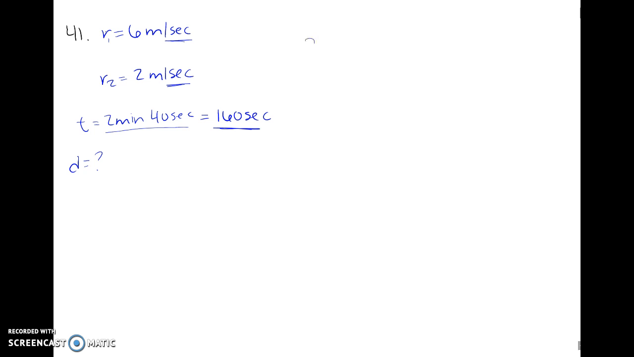So our track runner, here's our little person who's running. Woo, happy person. They run this way at 6 meters per second, so that's our rate. So distance equals 6 meters per second times some amount of time. And then he or she is going to turn around and jog slowly back that way. So the distance equals 2 meters per second times some amount of time.